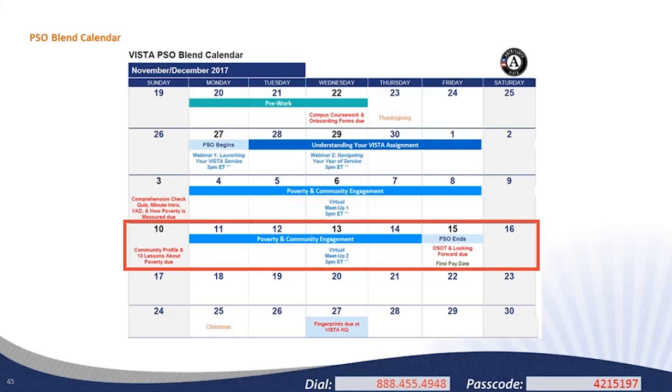Okay, then finally, third week. PSO starts with the submission of the assignments that we just talked about, 13 lessons and the community profile. In week 3, you gather and reconnect with your online classmates in a virtual meetup. Then on Friday, December 15th, you'll submit your final field work, and that pertains to your on-site orientation and training, which is provided by your supervisor.